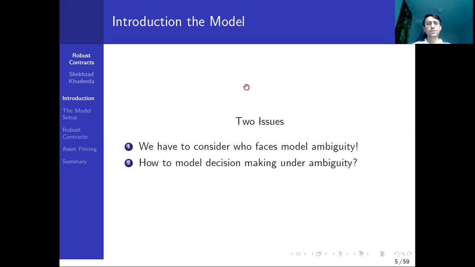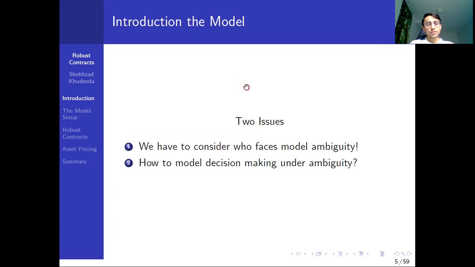First, we have to consider which party faces the model uncertainty, and second, how to model the decision-making under ambiguity. For the first question, it is natural to assume that the agent knows the output distribution chosen by himself, and due to lack of information, we can assume that the principal faces the model uncertainty.